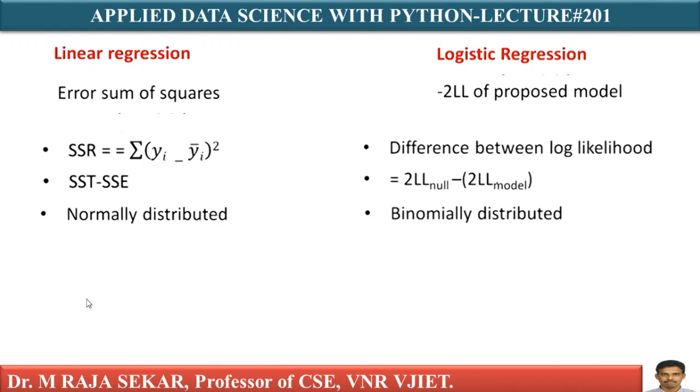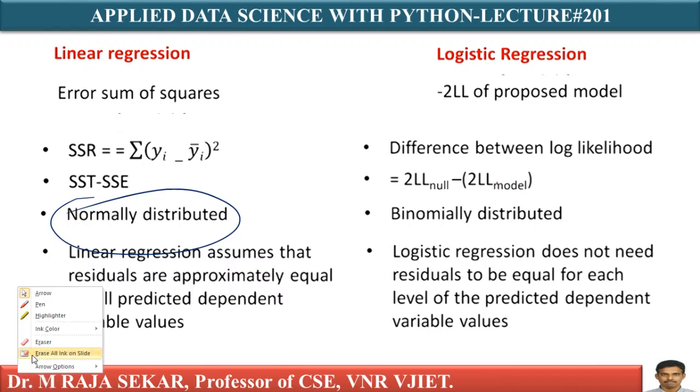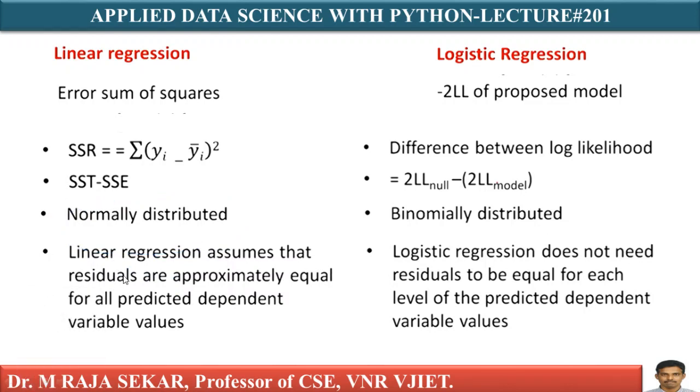Now we will try to understand normality of residuals, or normality of errors, another important assumption that differs between linear and logistic regression. In a linear regression model, the error term must follow a normal distribution, as I discussed in my previous lectures. But in logistic regression, the error term follows a binomial distribution, where there are only two possibilities.